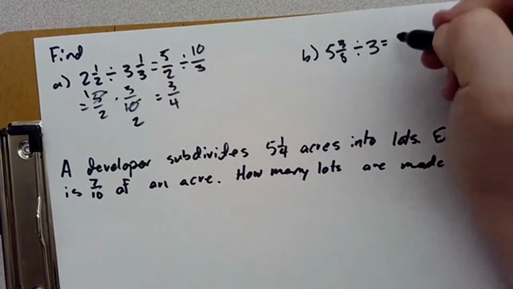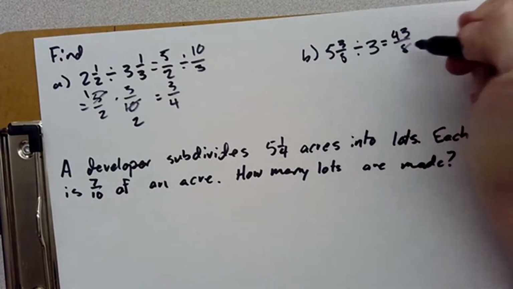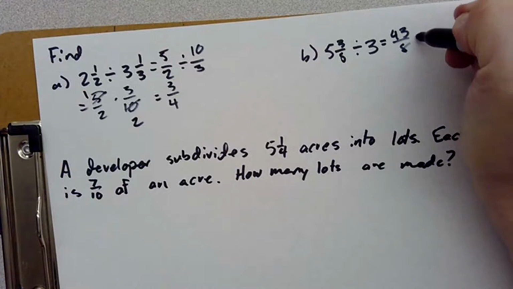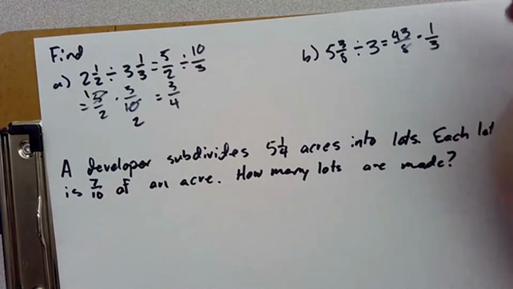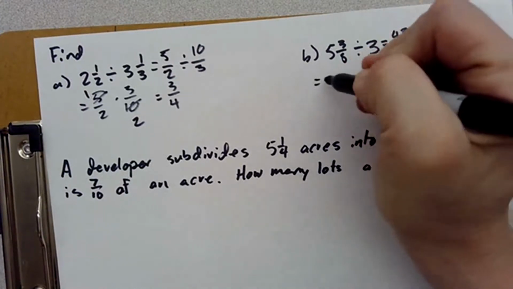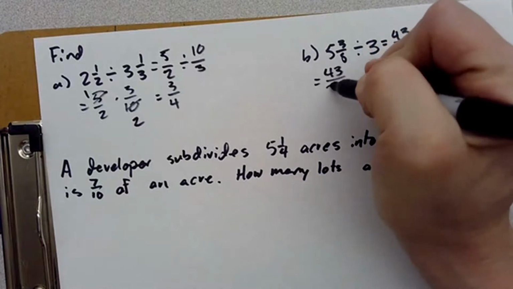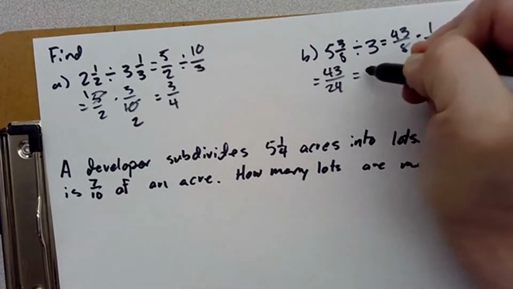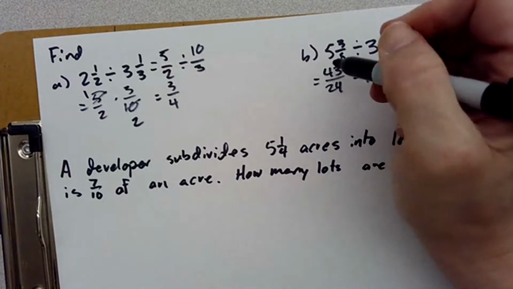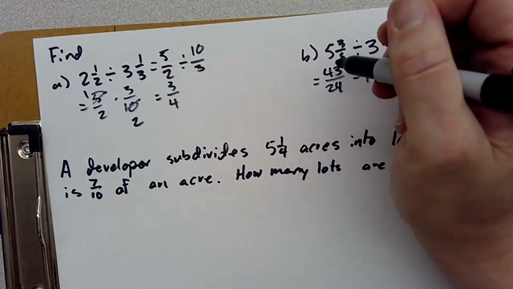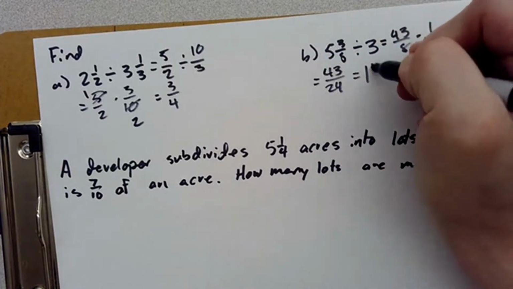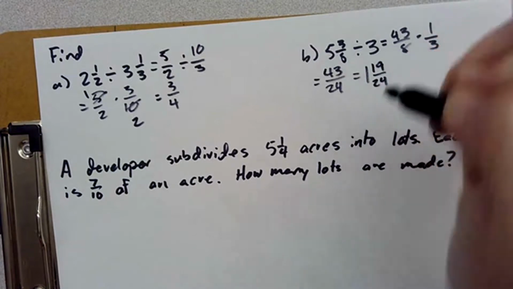Here we've got 5 3/8 divided by 3. 5 3/8 is 43/8 times 1/3 gives us 43/24, which is 1, and 43 minus 24 is 19/24.